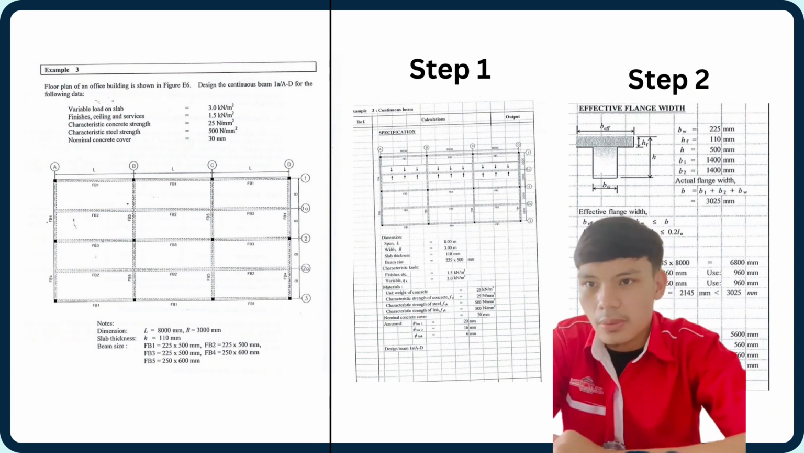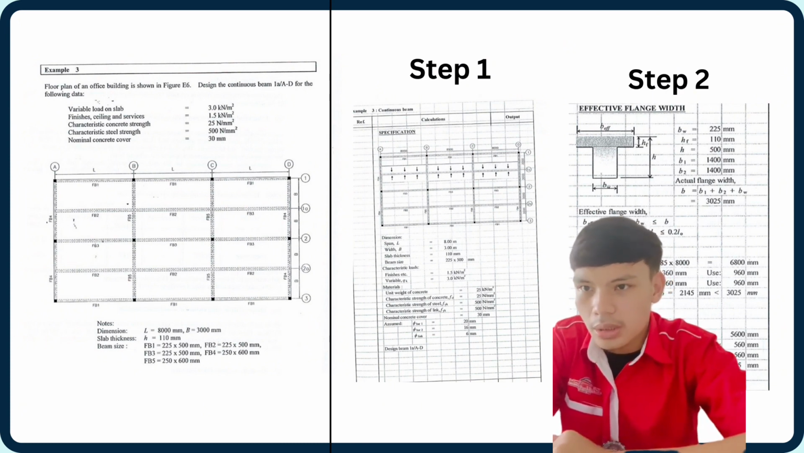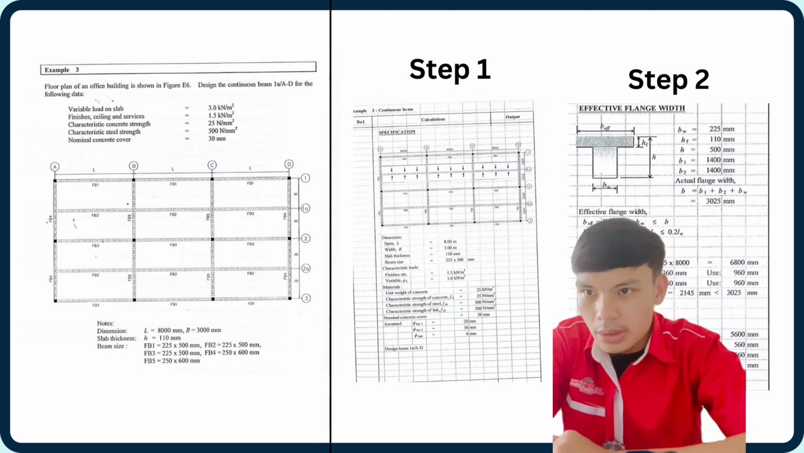characteristic load finish equal 1.5 kN per meter square, variable Qk equal 3.0 kN per meter square, materials unit weight of concrete equal to 25 kN per meter cube, characteristic strength of concrete equal to 25 N per mm square, characteristic strength of steel equal 500 N per mm square, characteristic strength of link equal 500 N per mm square, nominal concrete cover equal 30 mm, assume bar 1 equal to 20 mm, bar 2 equal 16 mm, bar link equal 6 mm.